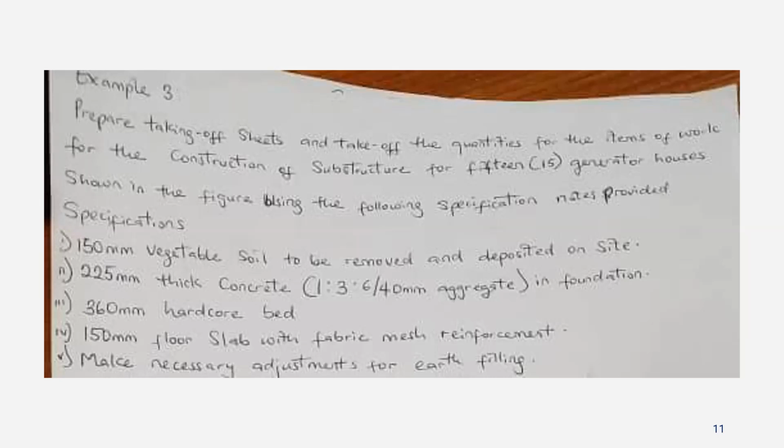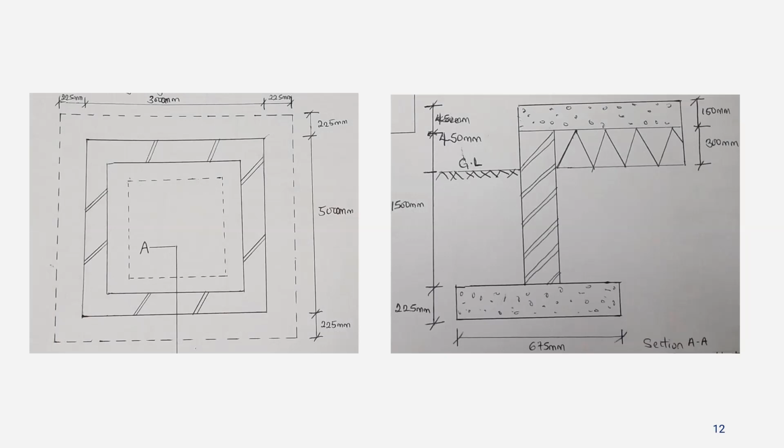So the next is hardcore. This is supposed to be 300 mm hardcore, but there was a typographical error when I was jotting it down. So it's 300 millimeter hardcore bed. Then the next is 150 mm floor slab with fabric mesh reinforcement, and make necessary adjustments for the earth filling. So that's the question, and this is the pictorial representation of the question. Hope you can see it.